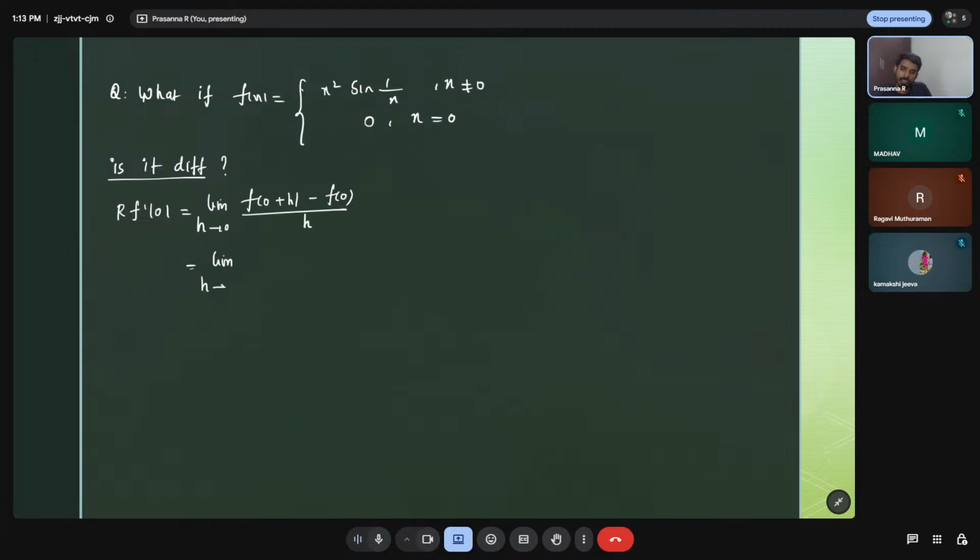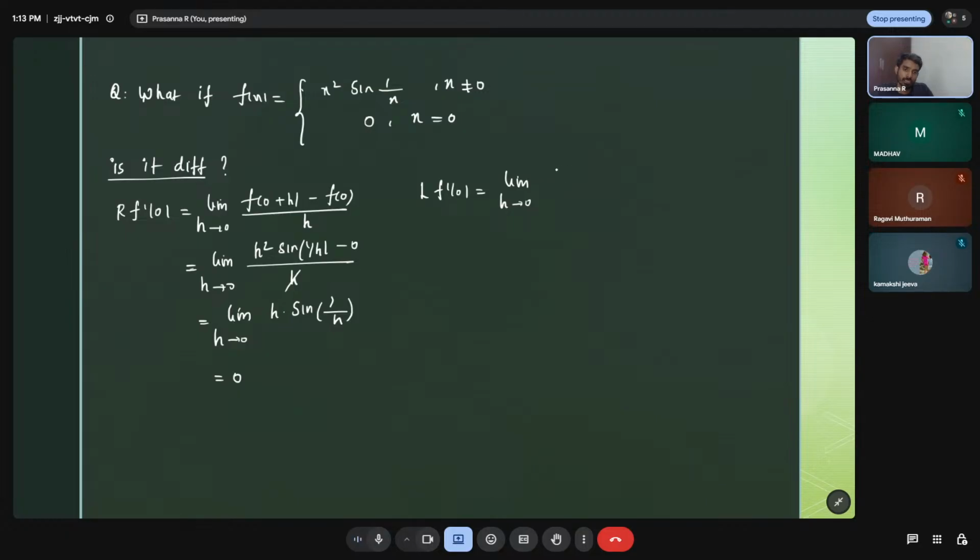So limit h tending to 0, f of 0 plus h is h square sine 1 by h, f of 0 is 0, divided by h. So this will be limit h tending to 0, h into sine 1 by h. One h will get cancelled. This will be 0. So if I change this to x square, my R of f dash of 0 is 0. And what is my L of f dash of 0?